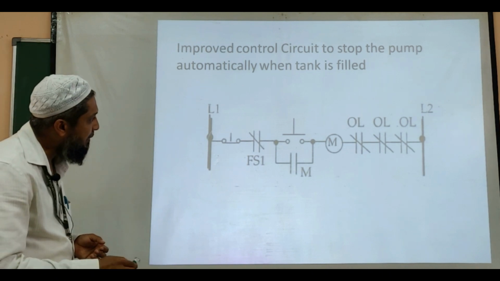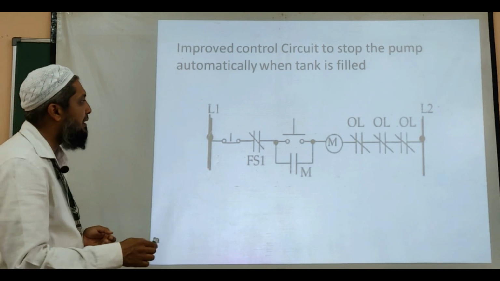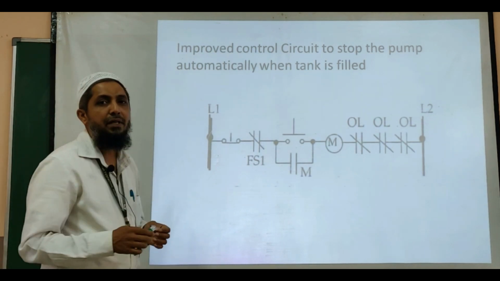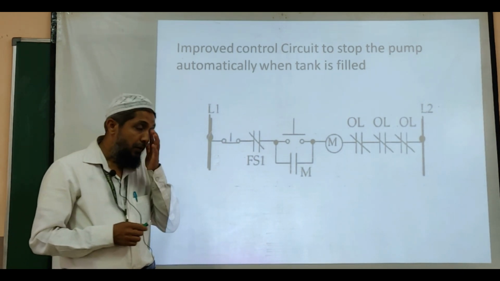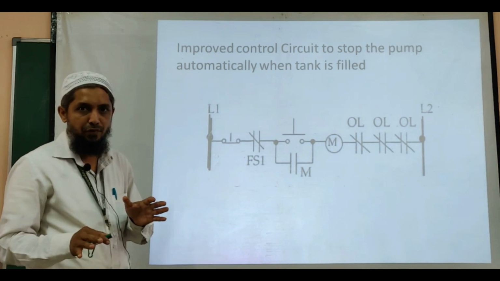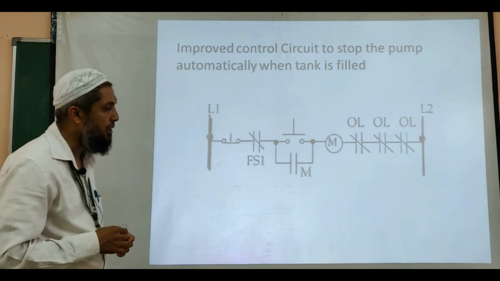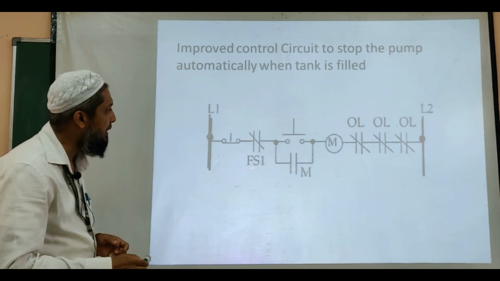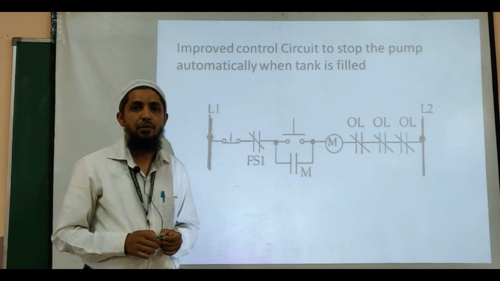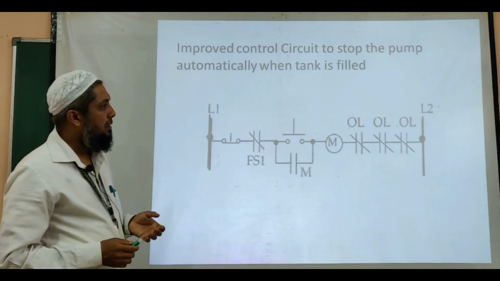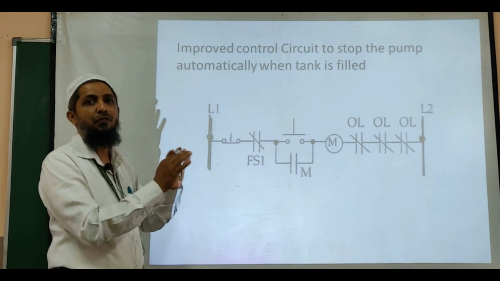So what is this momentary contact? This is an NC contact. An example of this contact is a limit switch. So we install a limit switch in the overhead tank, a normally closed switch. Once the tank is filled, this switch gets opened, the supply to the coil is removed, and the pump stops.